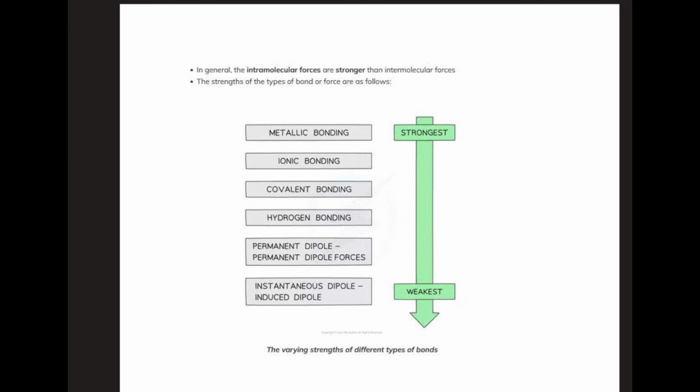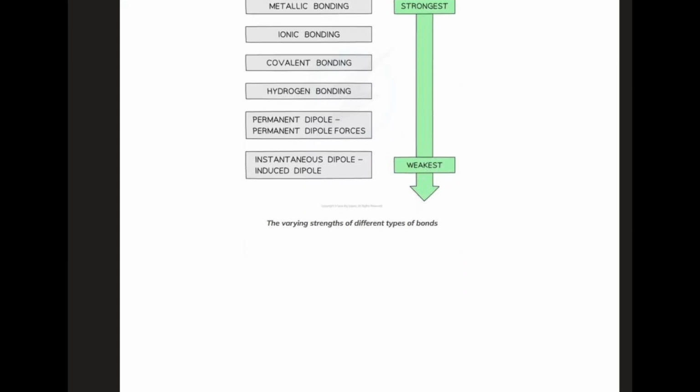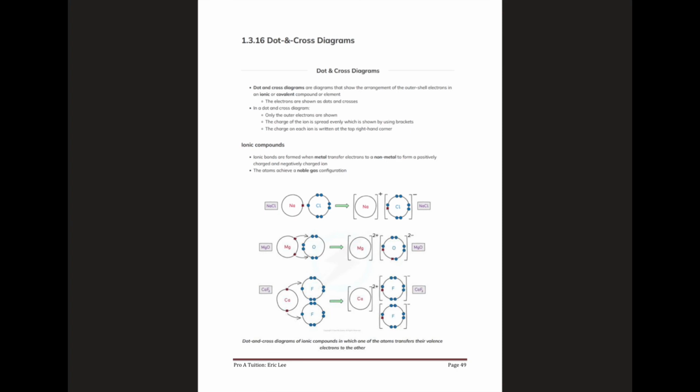In general, the intramolecular forces are stronger than intermolecular forces. You see the intermolecular forces stay at the lowest part, which is the weakest part. Okay, covalent, ionic, metallic. Metallic is the strongest. So this is the arrangement in terms of strength. So it is like that. And let's move on here.